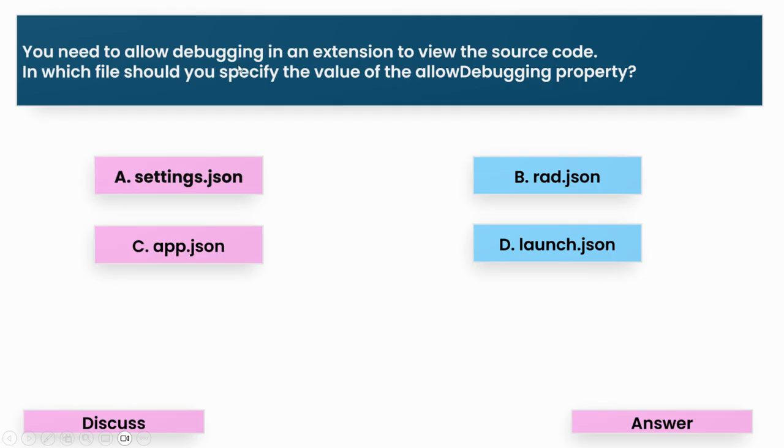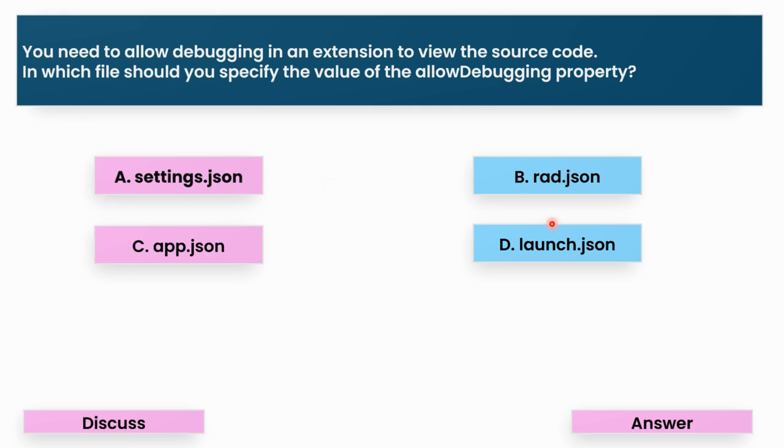You need to allow debugging in an extension to view the source code. In which file should you specify the value of the allow debugging property? This is a straightforward question. They're just asking, if you wanted to configure debugging, how would you do it? This question revolves around enabling debugging for an extension, specifically which file you should use with the allow debugging property. So let us see the options one by one.